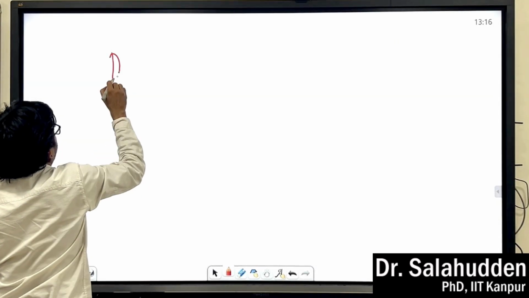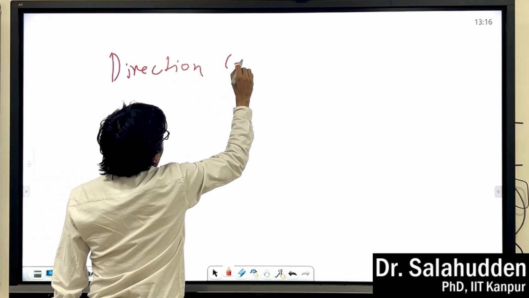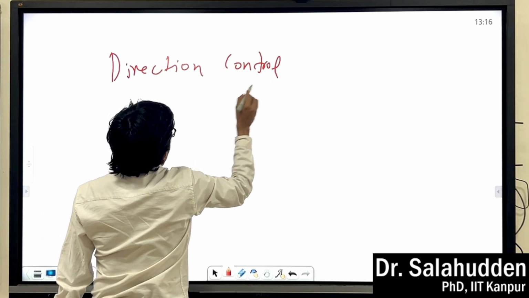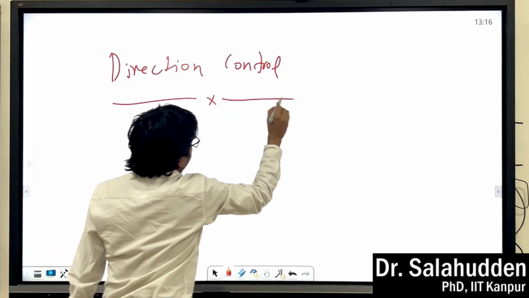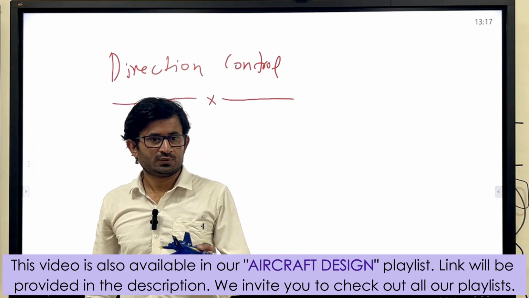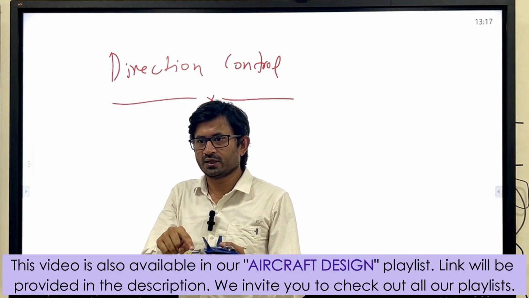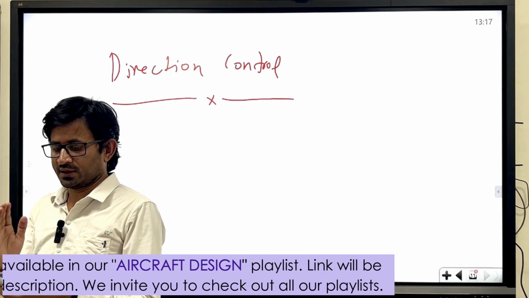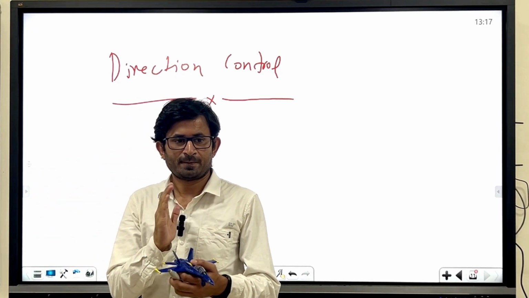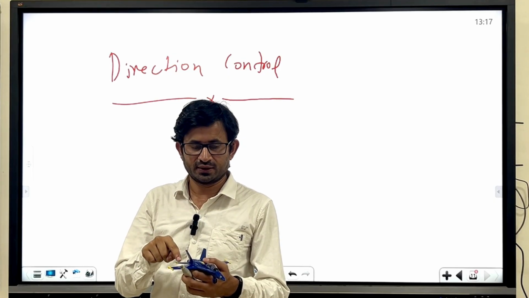We will discuss now directional control. Now, elevator we have done in the longitudinal case, aileron for the lateral case, and now the last one is rudder. These are the primary aerodynamic control surfaces: elevator, aileron and rudder.